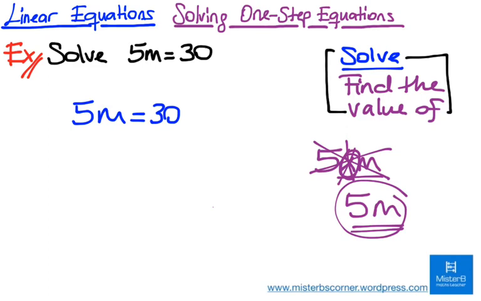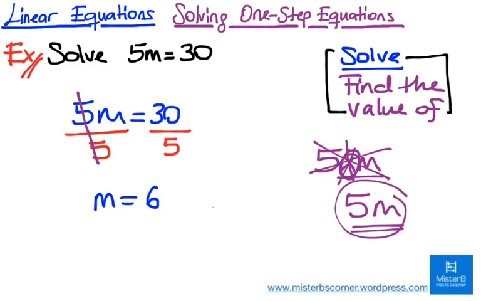So if the operation is multiplication, then I'm going to use the opposite operation to get rid of that 5, which is division. So if I divide the left-hand side by 5, I just cancel these out, and m is alone now. This is what I want. And then to keep the balance, I have to divide 30 by 5 as well, which will give me the result to be 6.